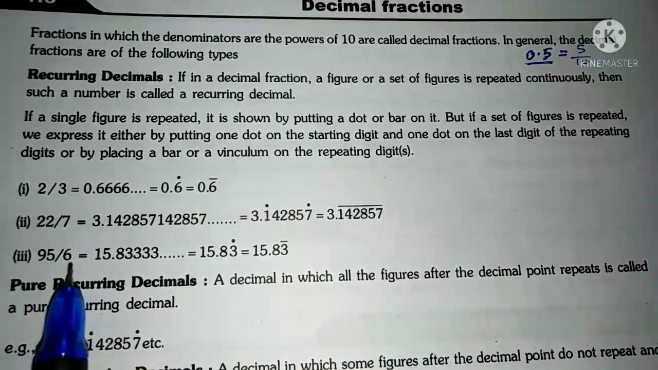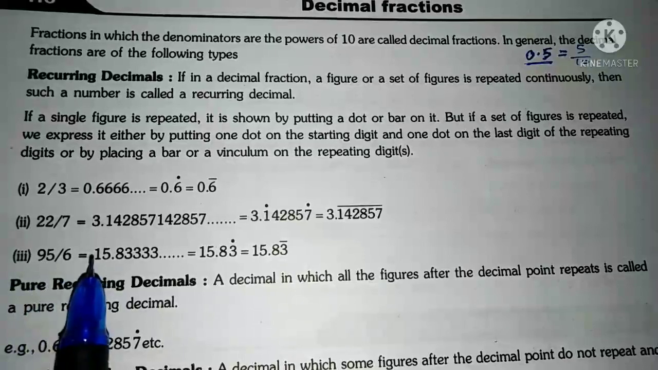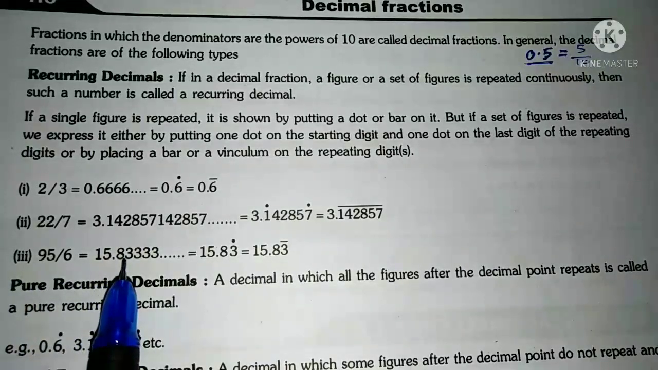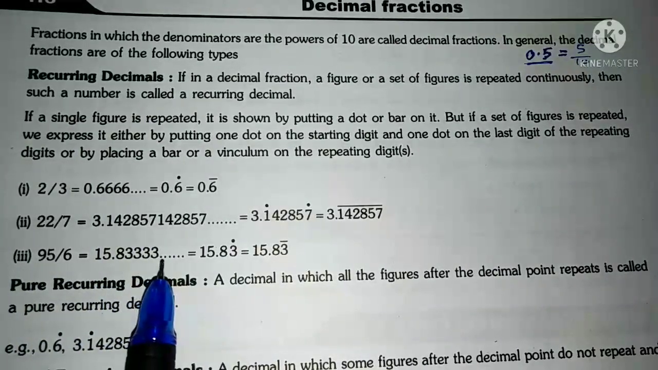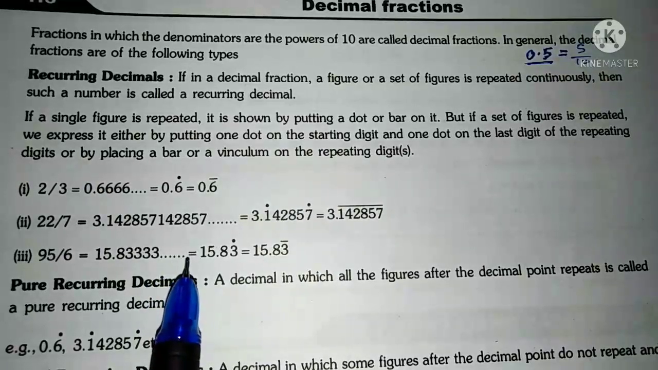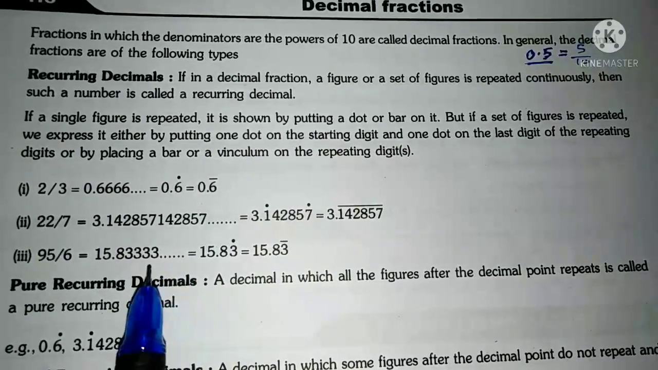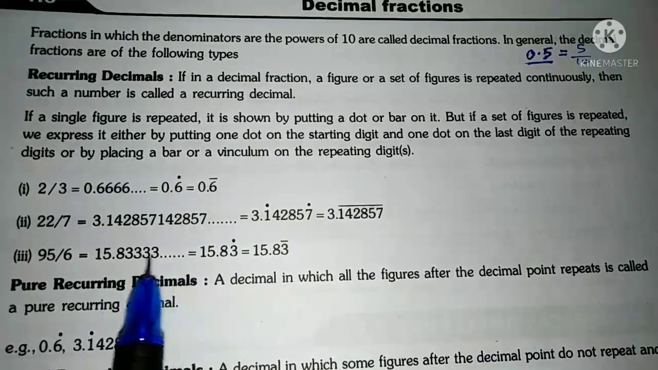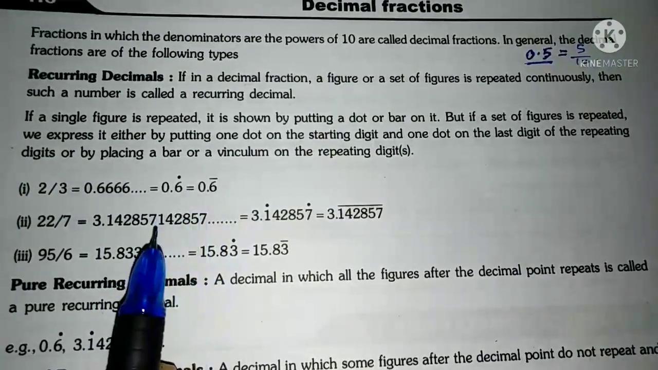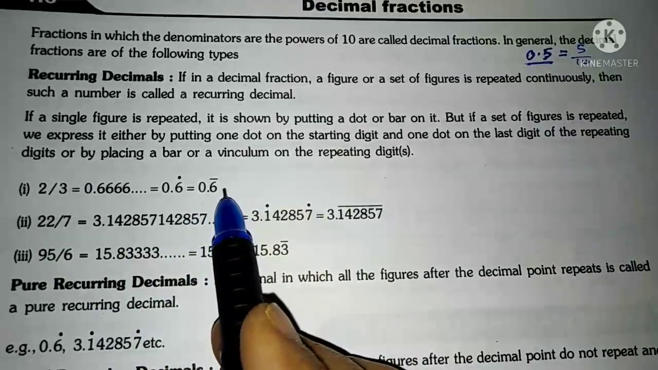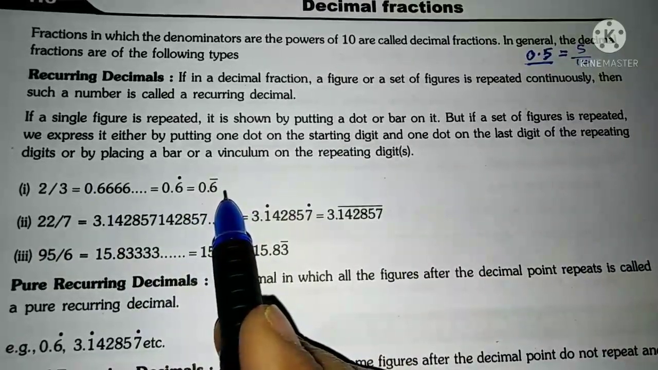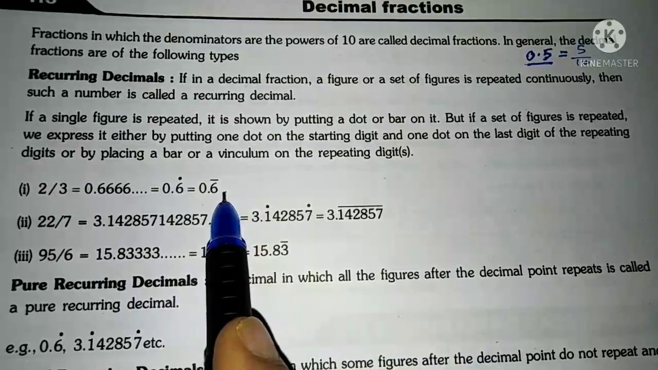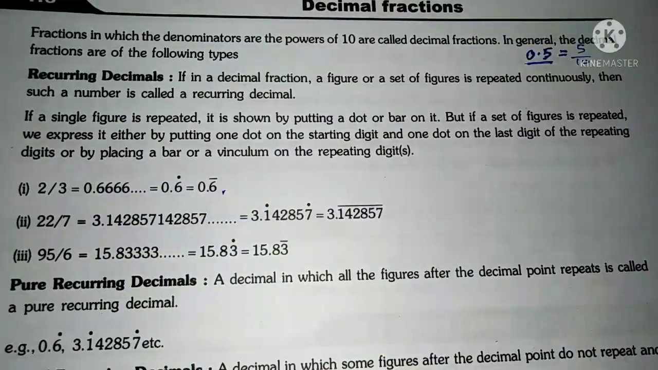Now in the next one, you see here this one, 95 by 6. Here 15.83, 3 will continue up to infinity. 8 is not going to repeat, but 3 is repeating. So where the digits after decimal point continuously repeat, the same number will continuously repeat, it will be known as pure recurring decimal.